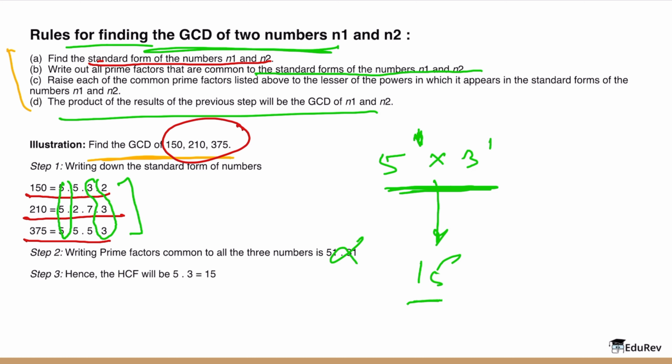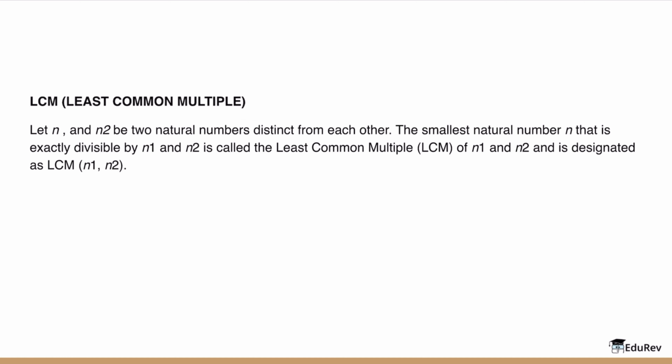So let's see what is LCM, that is least common multiple. We have done the highest common one, let's do the least one as well. So what is your least common multiple? Let's suppose n1 and n2 are the two natural numbers. The smallest natural number n that is exactly divisible by n1 and n2 is the least common multiple of n1 and n2, and is designated as this.